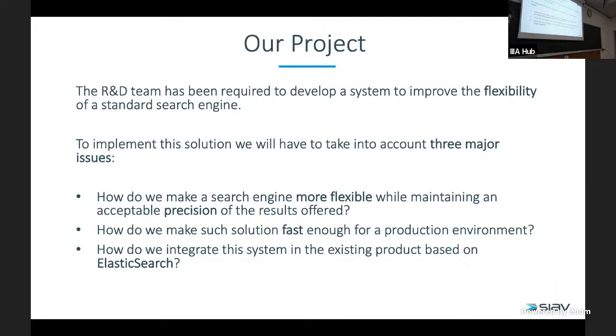The second issue is quite a hard one to solve, and is how do we make such a solution fast enough for a production environment? This will filter out a lot of the approaches that you might find in the literature, because once you start adding features to one of your projects, you will inevitably increase the computational cost and therefore make it slower. And there are some very strict requirements related to the performances and the hardware that we can dedicate to a specific feature. And finally, how do we integrate this system in the existing product, which is based on Elasticsearch.